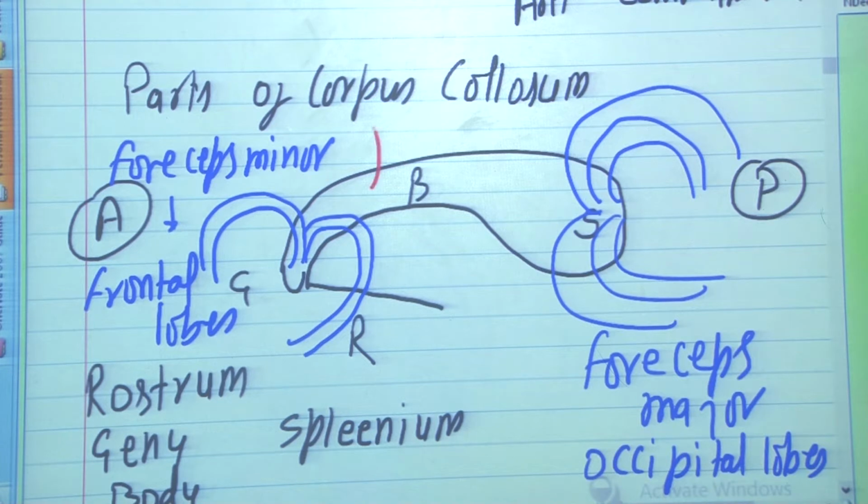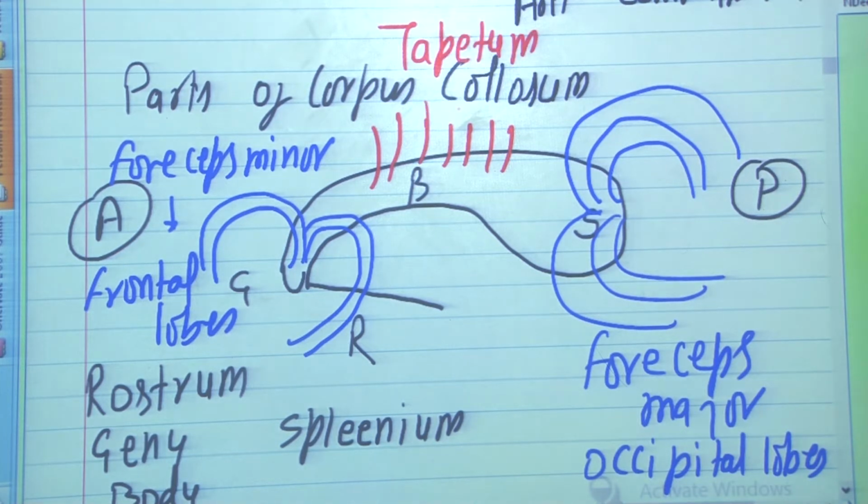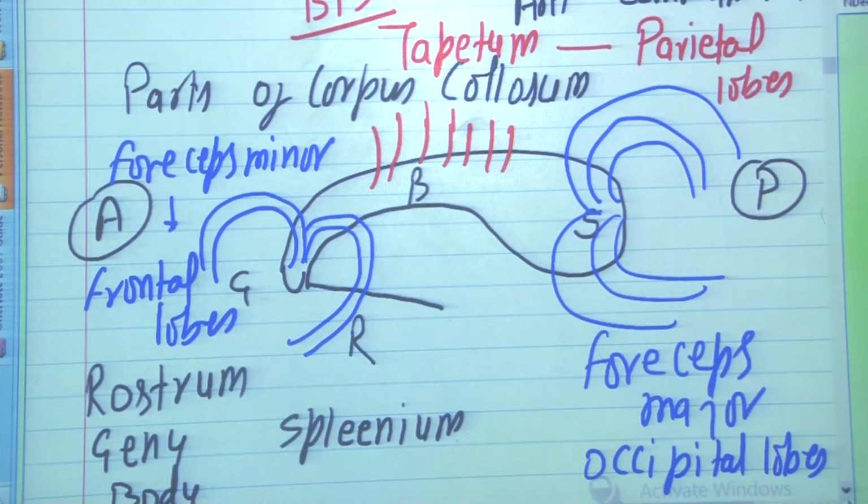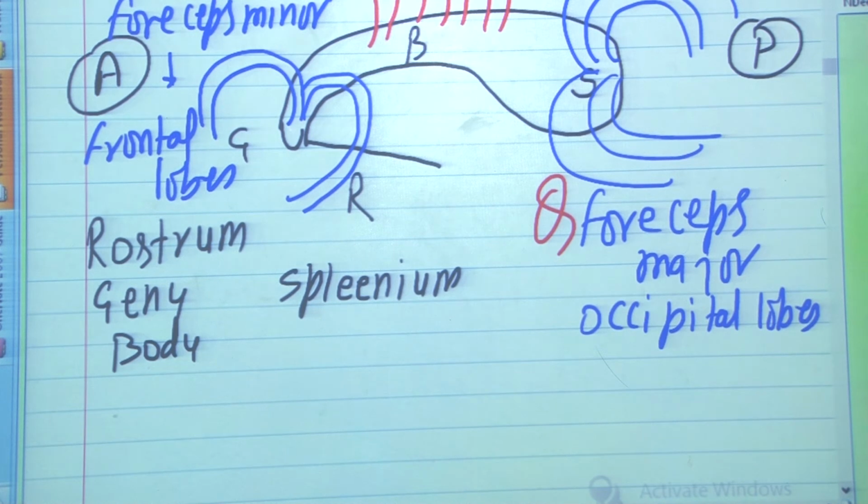Fibers from the body and splenium arch superiorly and form tapetum. This tapetum is formed by the fibers of body and splenium, and they connect the parietal lobes. So questions are asked on the subdivision of corpus callosum, like forceps major is what type of fiber? Forceps major is a type of commissural fiber. They connect occipital lobes. They are formed by the fibers of splenium.